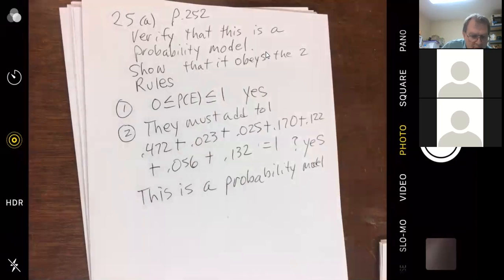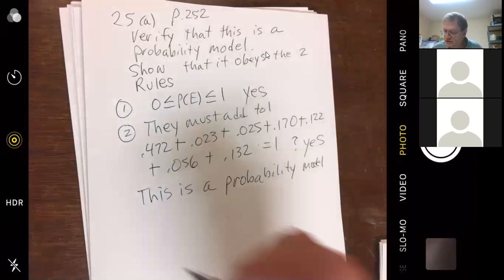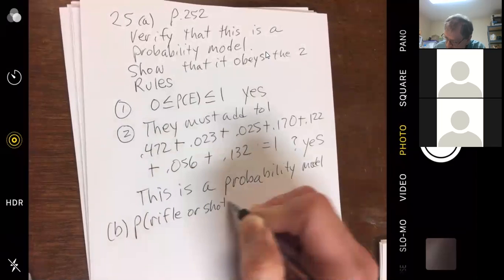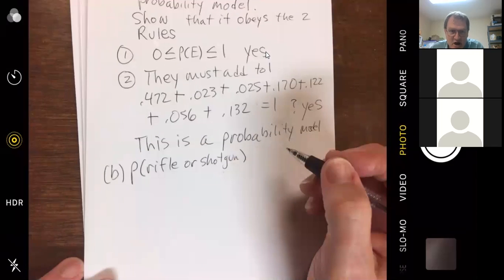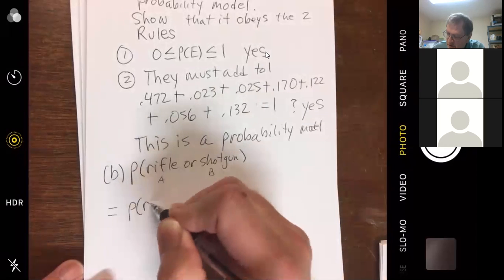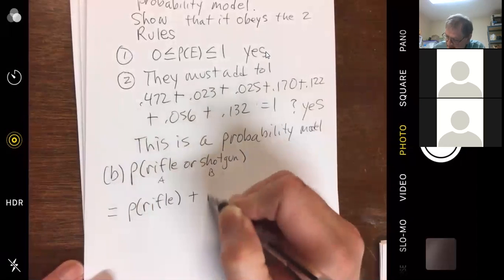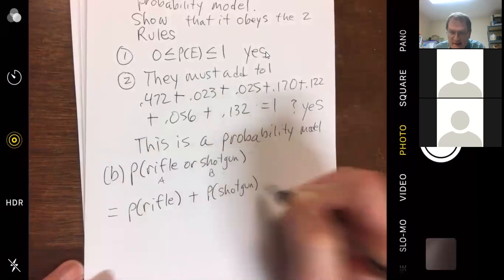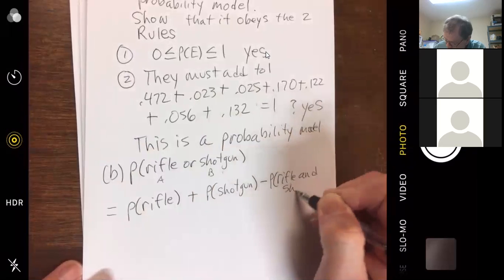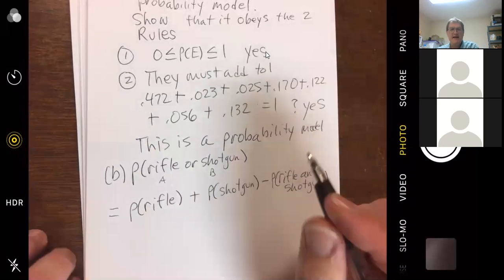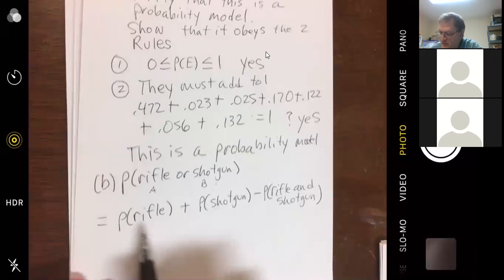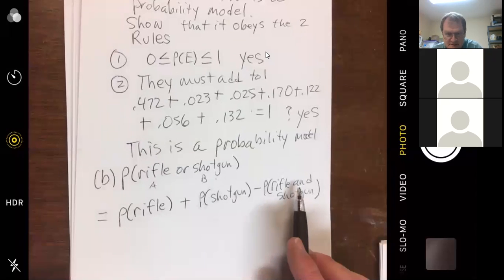Yes, please. B, they want the probability a rifle or shotgun was used. A rifle or shotgun. Okay, see, this is like your A, this is like your B. So this would be equal to the first one, the probability of a rifle, plus the second one, minus the probability someone used a rifle and a shotgun. You see how it sets up? Okay, this is how every OR is set up. I always write down all three pieces.